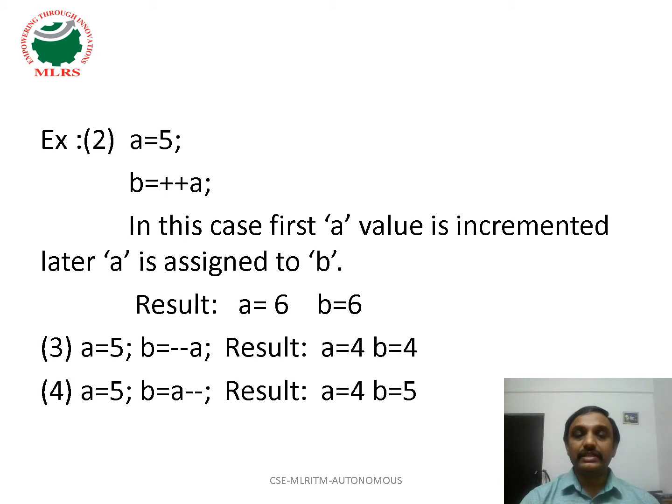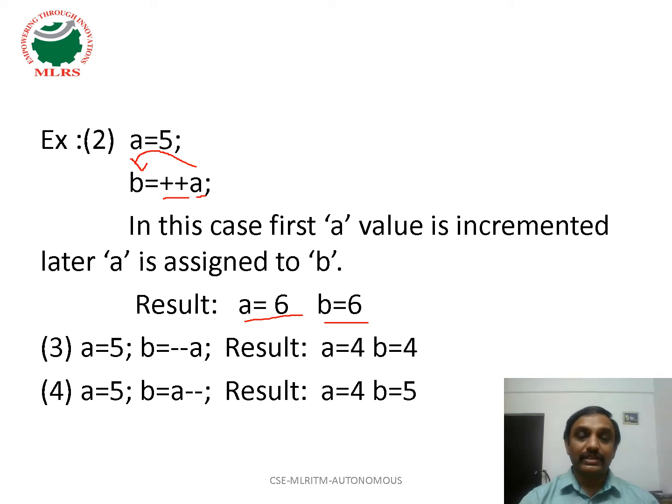Now see the case of pre-increment, where the increment is before a. In this case, first the increment is executed, the a value is incremented, the a value becomes 6. After incrementing, the a value is assigned to b, then the b value also becomes 6. So now observe the b value. In the case of post-increment, the b value is 5 only. Here the b value is 6. That is the difference between pre-increment and post-increment.